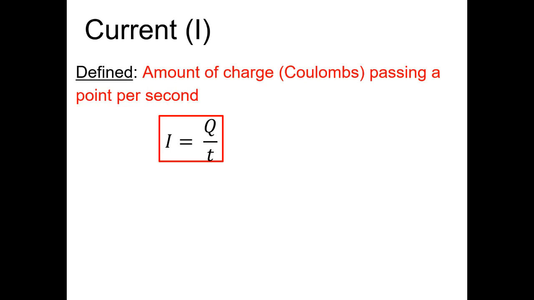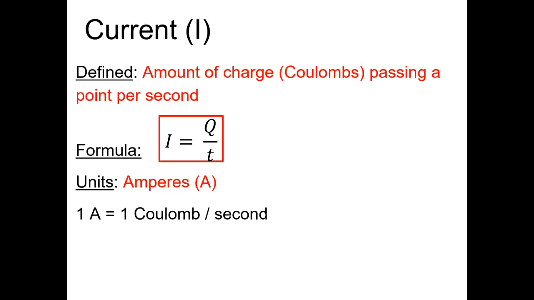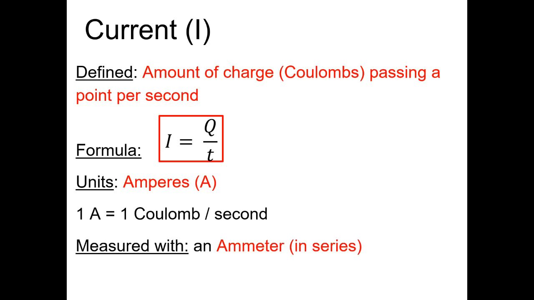Okay, so talking about current, then voltage, then resistance. Current is just the amount of charge, which we talk about in coulombs, passing a point per second. The formula for current is I = Q/T. I is the symbol for current, Q is the symbol for the amount of charge, and T is time. Our unit for current is the ampere, and 1 ampere is equal to 1 coulomb passing a point in 1 second. The tool that we use to measure current is the ammeter. We align that in series. We'll talk more about that in the next slide.